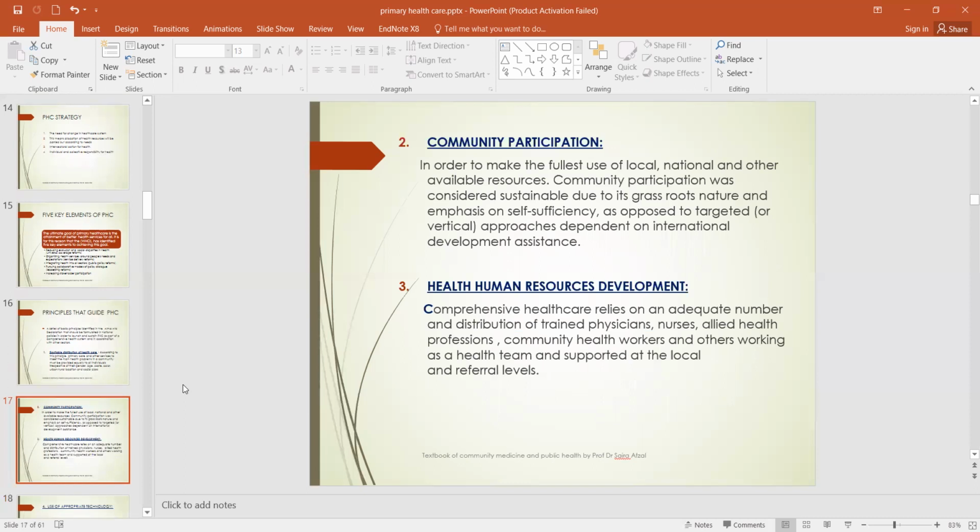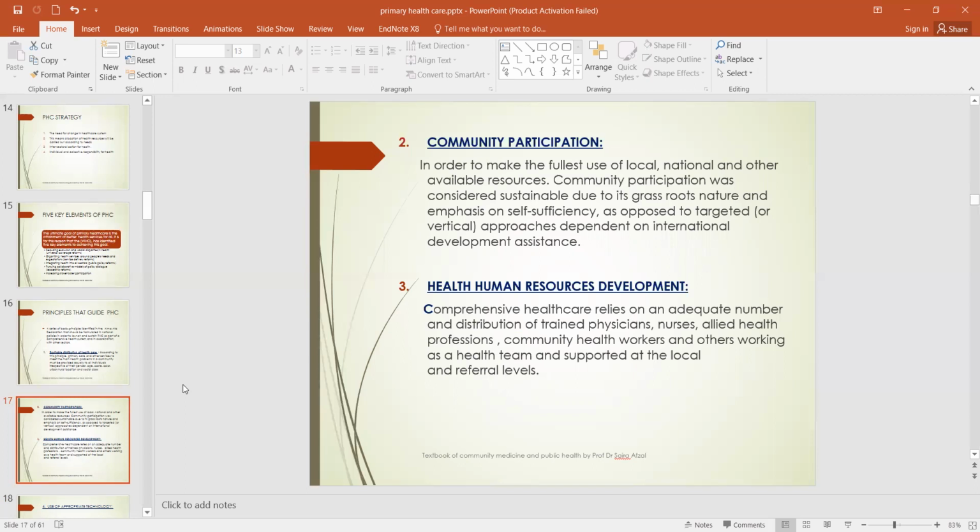And the second principle is community participation. In order to make the fullest use of local, national, and other available resources, community participation was considered sustainable due to its grassroots nature and emphasis on self-sufficiency as opposed to a targeted approach dependent on international development assistance. And the third principle is health human resource development.